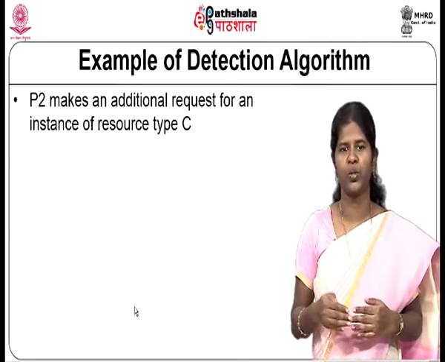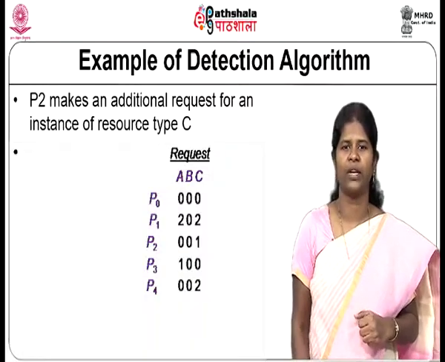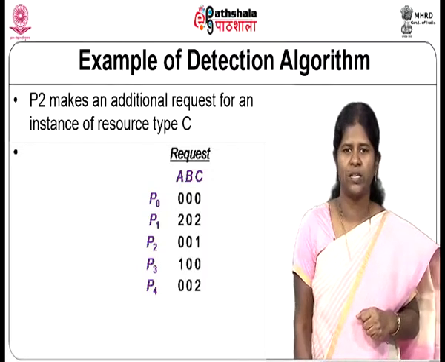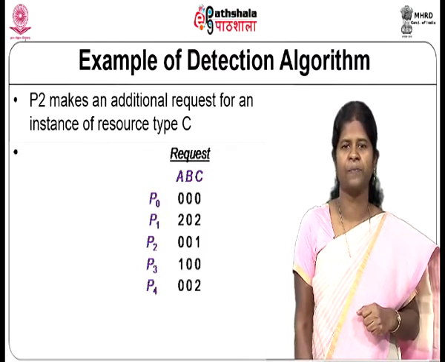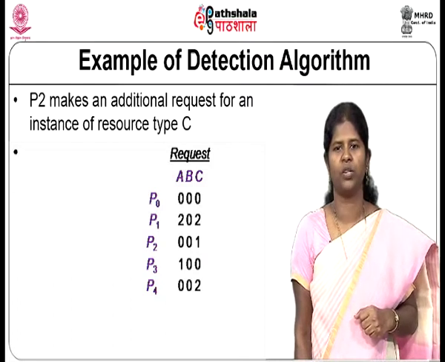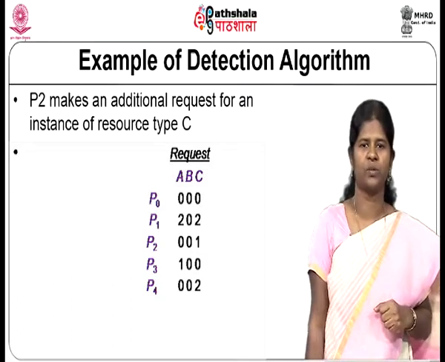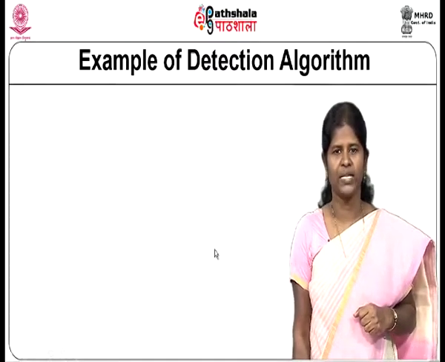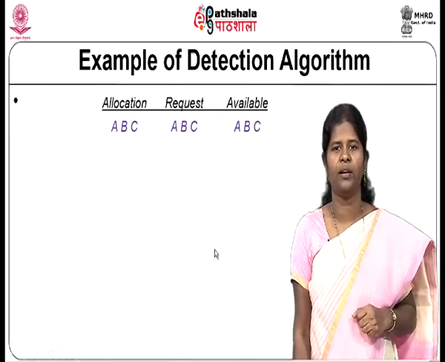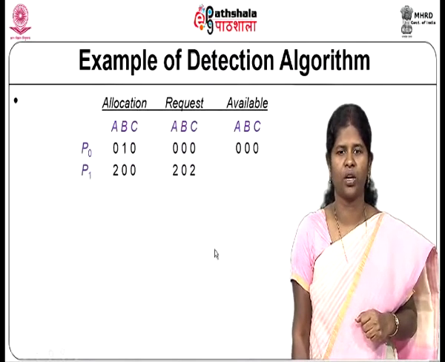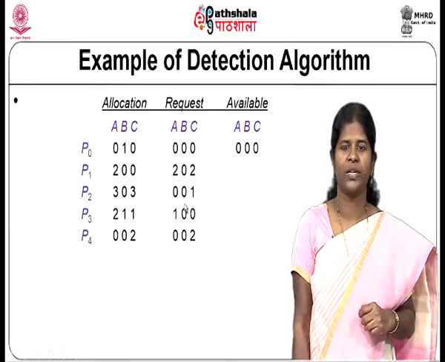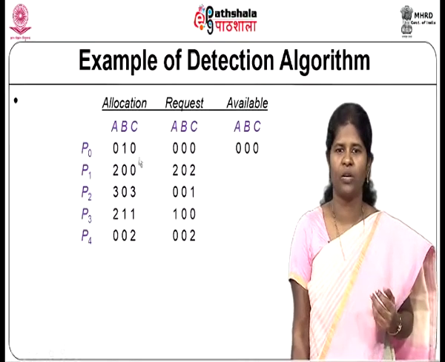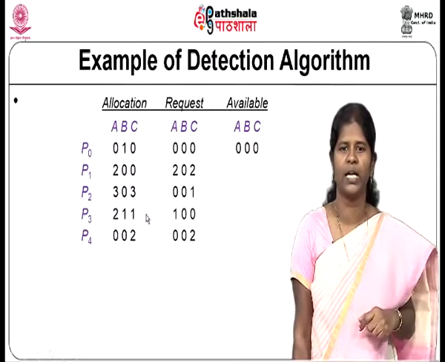But now if P2 makes an additional request for an instance of resource type C, the request vector changes like this. Earlier P2 did not want any instance of a resource, but now P2 wants one instance of resource type C. Now let us see if the system will be in a deadlock state or not. P2 is requesting one more instance of C, and what is available is 0, 0, 0, and the allocation is as it was in the earlier case.